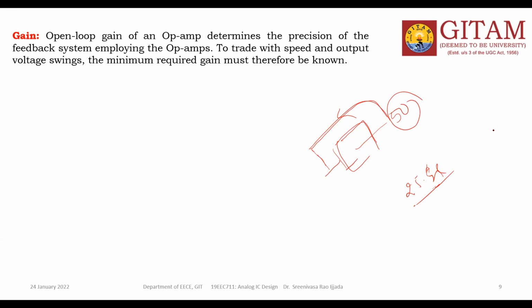The trade-off between the speed and output voltage swing, the minimum required gain must therefore be known. Meaning, to bring the trade-off between the speed and the output voltage swings, what is the minimum gain required? That we need to know. So that is the importance of the gain. Okay.